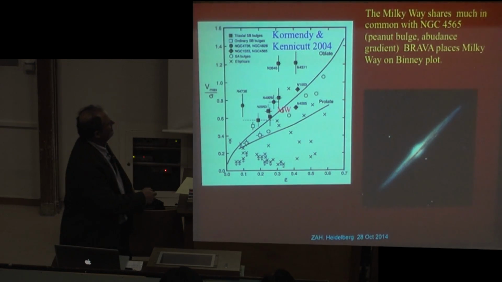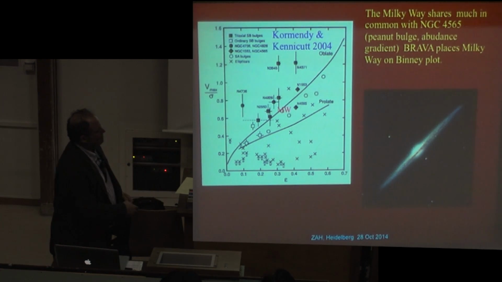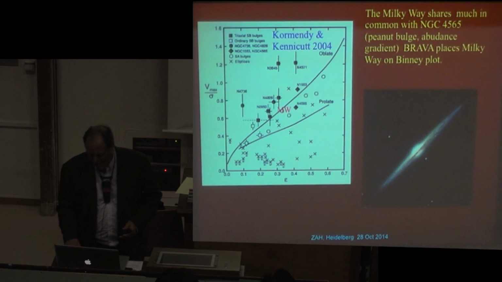Then the BRAVA survey also plots the Milky Way bulge on the Binney diagram, which is maybe a less useful construct than it was when it first came out, but it places the Milky Way near NGC 4565, and being that both of these are peanut-shaped bulges and probably edge-on bars, it's falling on the oblate rotator Binney line, and so it is consistent.